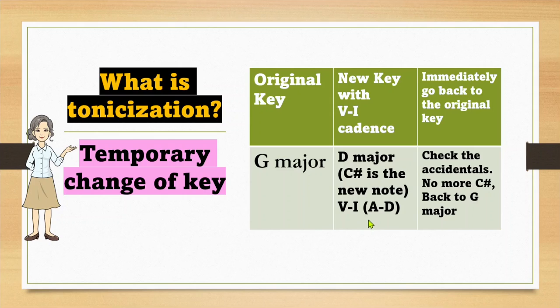But if this modulation stays just for a while, after the 5/1 cadence, we immediately go back to the original key. That means we check the melody or the harmony and there is no more C sharp. That means it will go back to G major. In this case, we call this kind of modulation just temporary. And this word we use, tonicization, is to describe this temporary change of key.